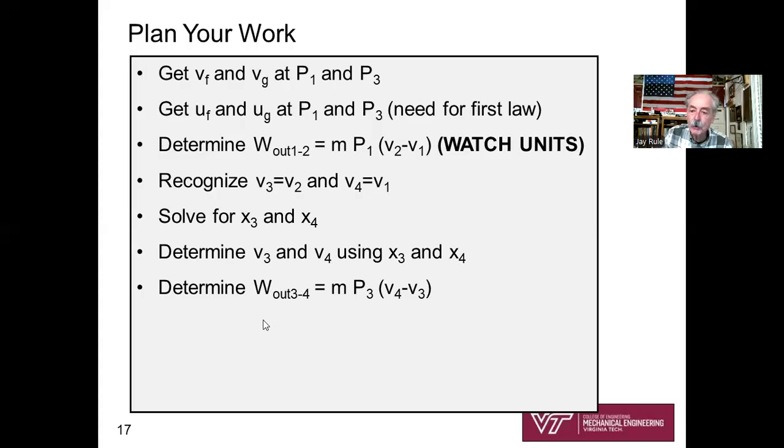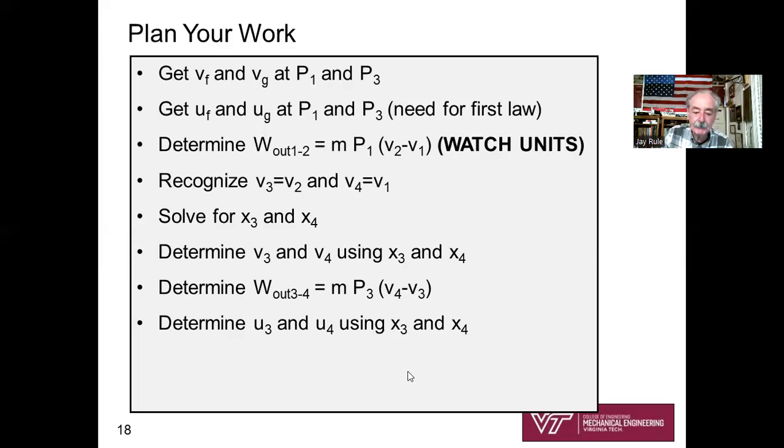Next, we'll work on the work out from 3 to 4. We could have done that at any point, way back here, but this is just the way I decided to work on the problem. The work out from 3 to 4 is the mass times P3, which is known, times V4 minus V3. Well, in this problem, that's going to be V1 minus V2, isn't it?